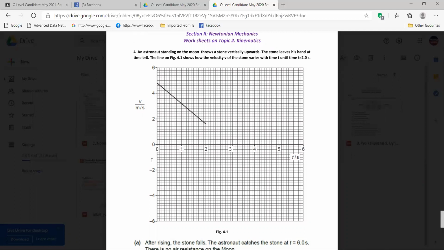So what do you think? What will be the shape of the graph? I think there will be no curves because there is no acceleration, since there is no air resistance. Can you please say it loudly? There will be no curved line. Why? Because there is no acceleration, and no acceleration means no air resistance.